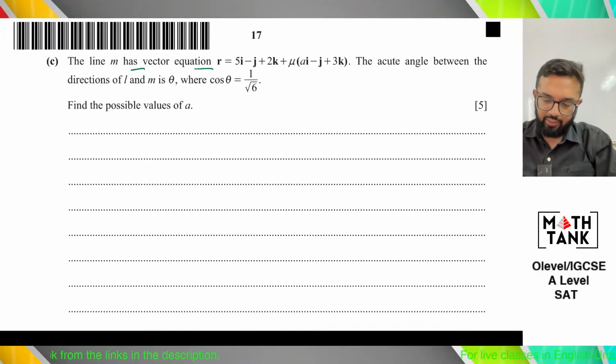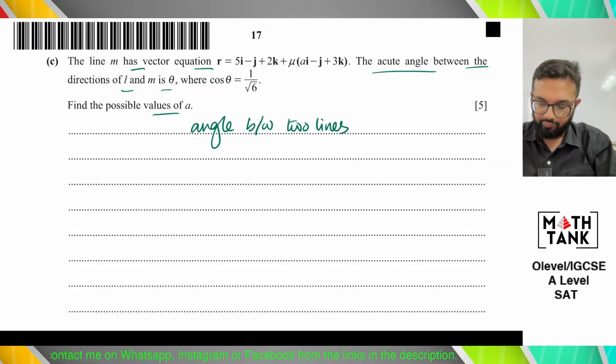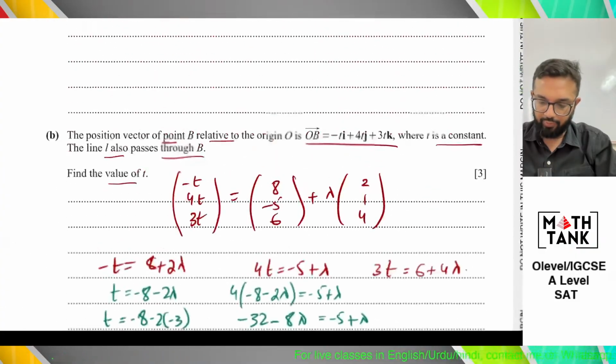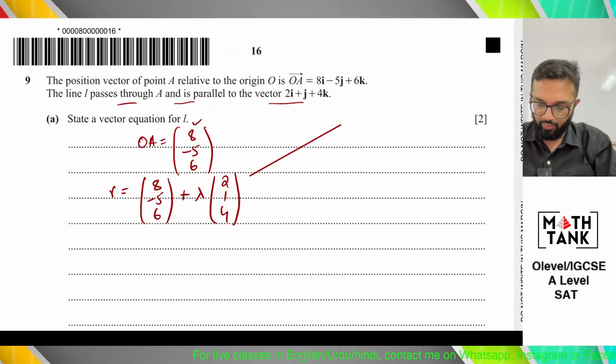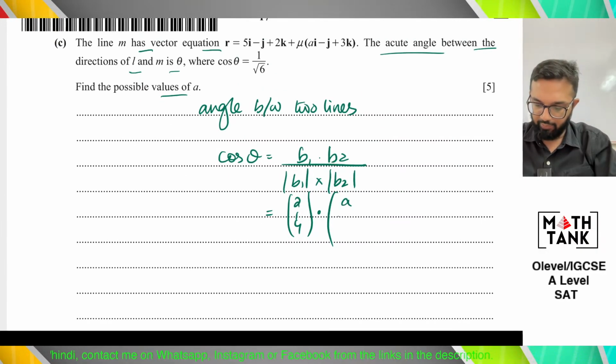The line M has vector equation this. The acute angle between the line L and M is theta, where cos theta equals 1 over root 6. Find the possible values of A. So the angle between two lines is given by the formula cos theta equals B1 dot B2 over magnitude of B1 and magnitude of B2. So B1 from the previous question is 2, 1, 4. Okay, and here it's A, minus 1 and 3.